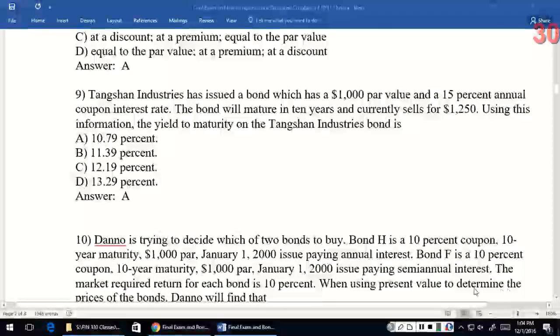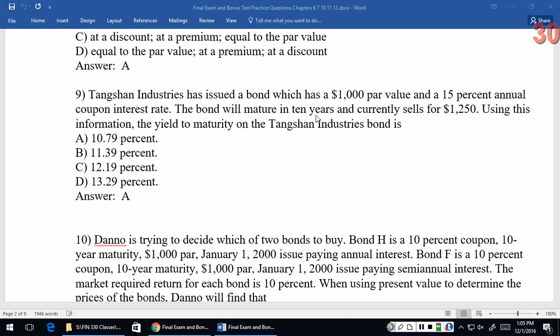Okay, here's a yield to maturity problem, number 9. Now, remember, with yield to maturity, you're computing the I/Y. The yield to maturity is the rate that you're going to earn if you buy a bond at a specific price and hold it until it matures. So we need to know the price of the bond, the future value of the bond, the number of periods until maturity, and the payment amount. And we're going to compute the I/Y.